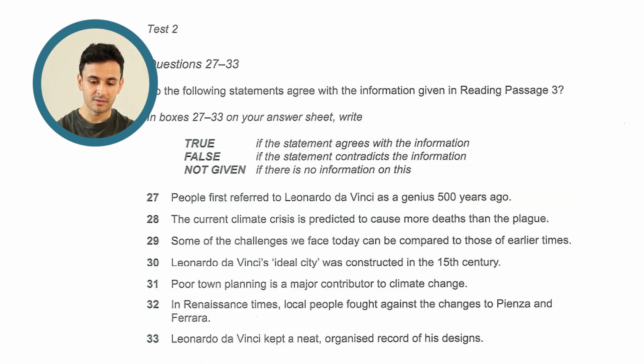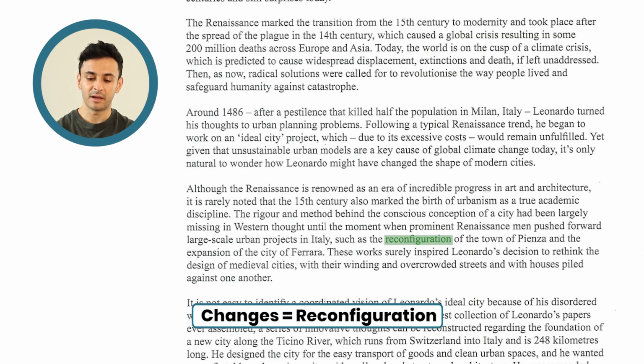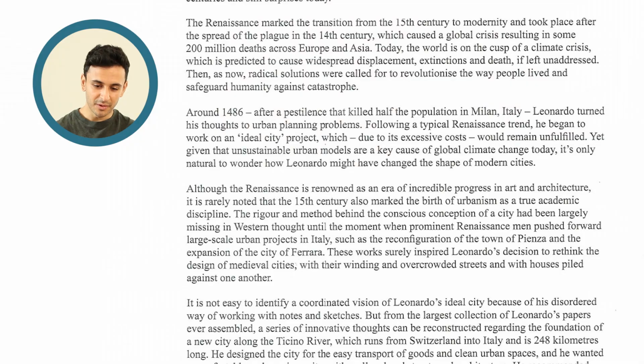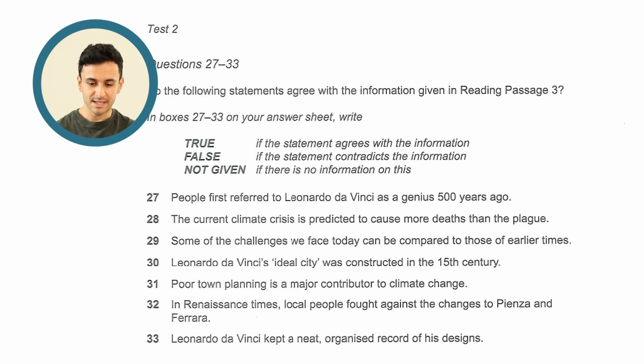So if I go back to the question, "In Renaissance times, local people fought against the changes to Pienza and Ferrara." The changes here, the synonym in the text is the reconfiguration. A configuration is when you set up something. Reconfiguration is like you redo it. When you do something the first time, and then you redo it, it's like you do it again. So when you configure something in a certain way and then you reconfigure it, obviously you are making changes. So those are my words. Now what the statement here says is that local people fought against the changes.